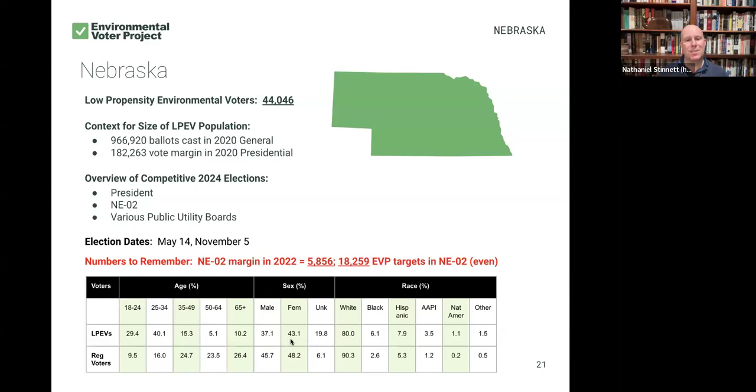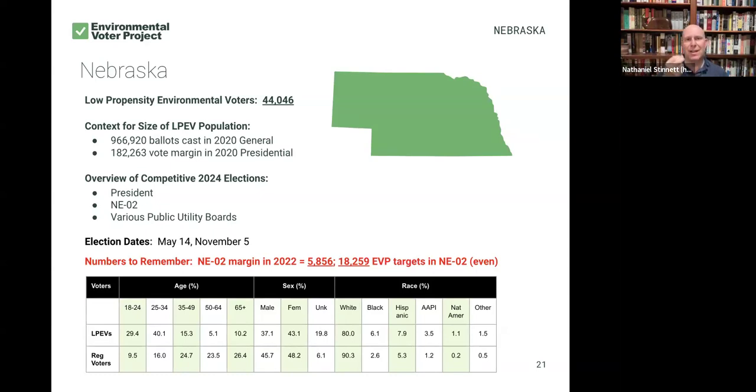Okay, you'll see there's a slight gender gap going on, both among registered voters and low propensity environmental voters. But you'll also note that we have a lot of unknown data. And that's because elections offices in Nebraska don't always ask people for sex data when they register to vote.